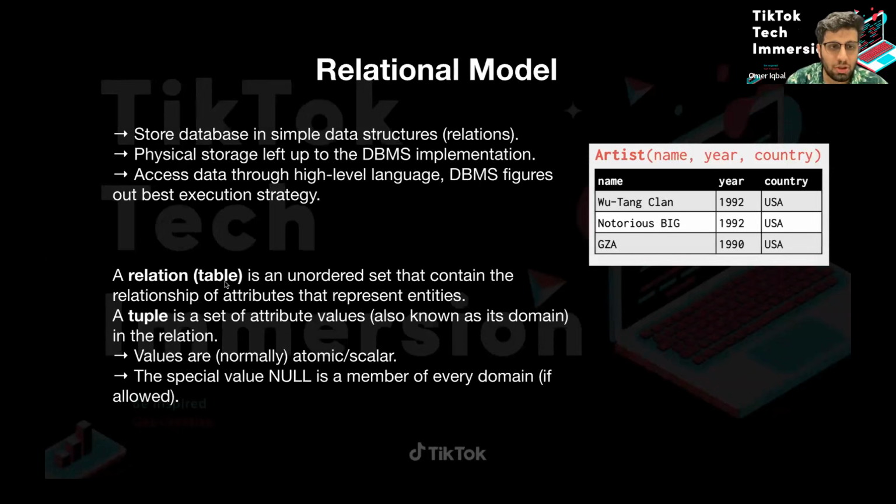And normally this relation, aka table, is basically an unordered set that contains the relationship of attributes that represent each entity. So a tuple, which is a row, is basically a set of attribute values. And normally the values will be some kind of scalar values, and most databases will have some kind of null value. All right. So this is the more mathematical, theoretical definition. I'll show some examples later on.